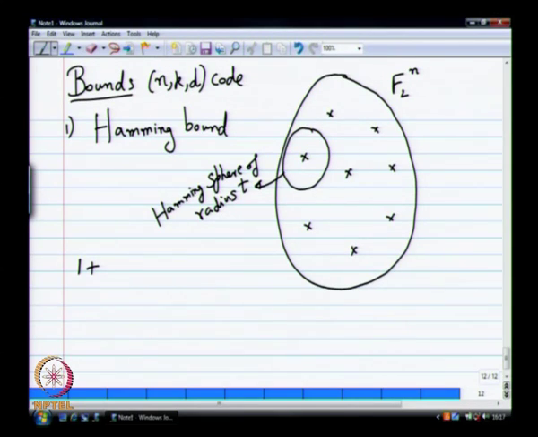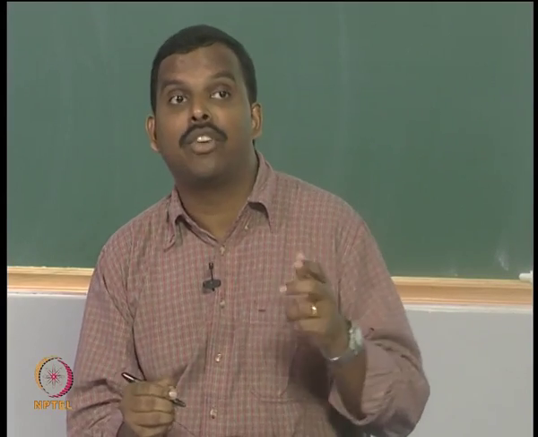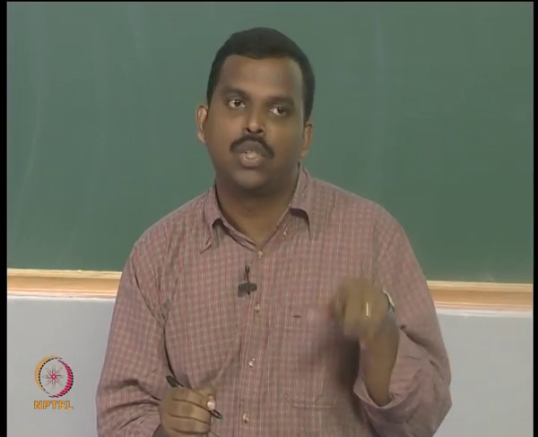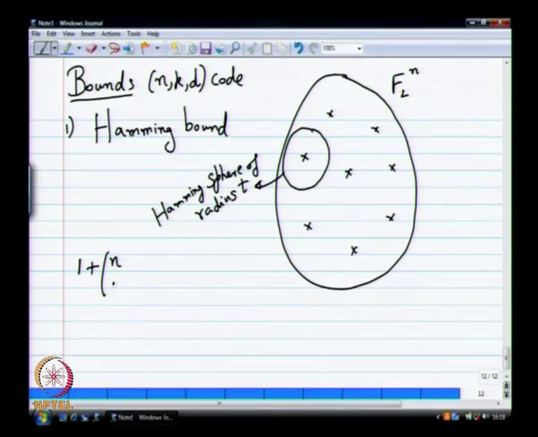How many vectors will there be? How do I think of this? I want all vectors that differ from this code word in only one position. In how many ways can I pick that position? N choose 1. So I will get N choose 1 vectors which are a distance 1 away from my chosen code word. Then I will have N choose 2 vectors which are away in 2 positions. So on I can add up and go all the way to N choose t. So that is the first idea.